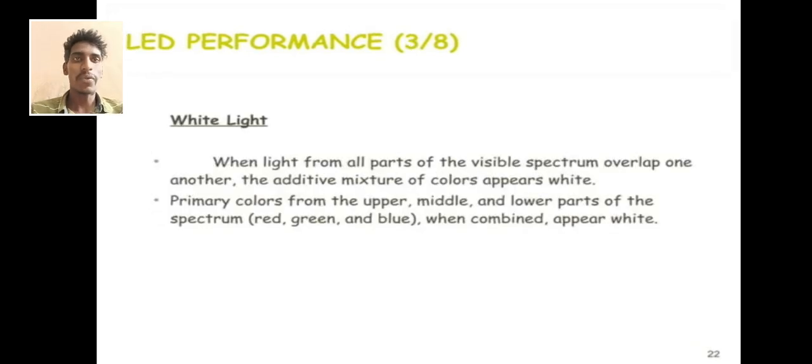And in white light, how does white light perform in LED? When light from all parts of the visible spectrum overlap one another, the additive mixture of colors appears white. Primary colors from the upper, middle, and lower parts of the spectrum, red, green, and blue, when combined appear white.